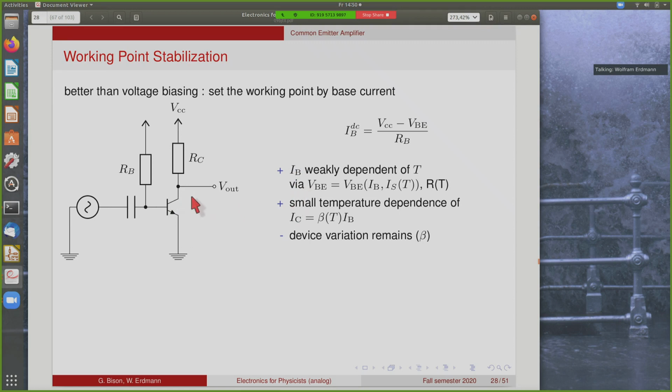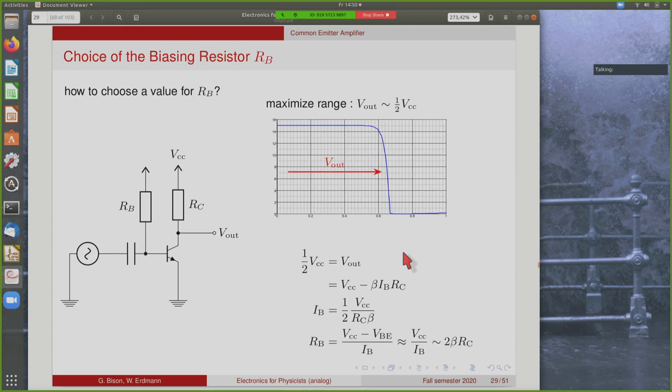What still remains is, of course, that the collector current itself is a function of beta. So the beta change comes in. And what's even worse is that there are still large variations of beta itself from device to device. So this is still slightly difficult. But if you decide to do it like this, how would you choose the correct value for RB? And one possible choice is to choose it such that you optimize your output range.